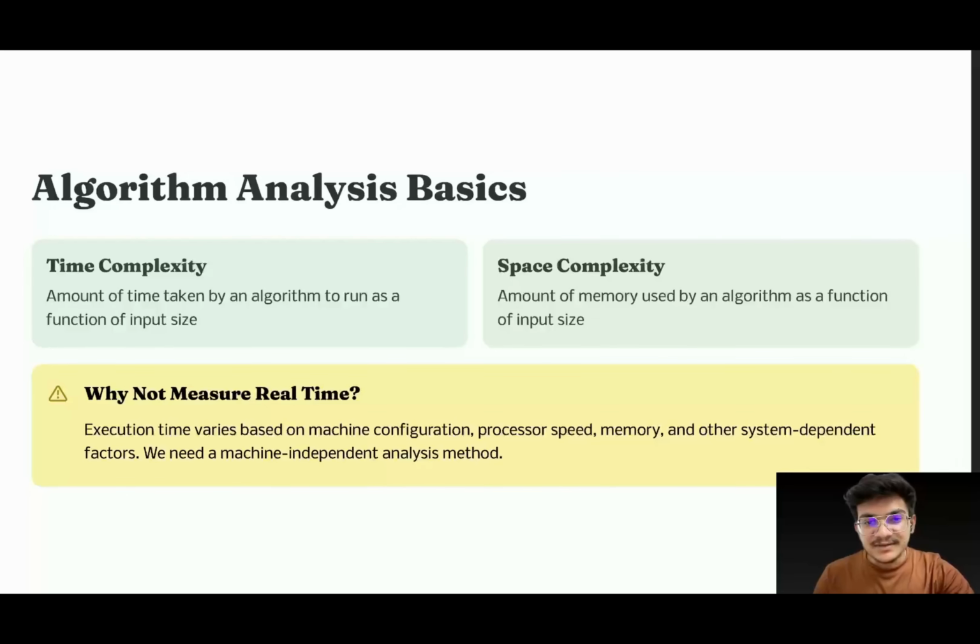So what is algorithm analysis basics? Algorithm analysis helps us to understand how efficient an algorithm is. There are two main factors. First is time complexity, which measures how much time an algorithm takes, and the second is space complexity, which measures how much memory it uses. We do not measure actual execution time because it depends on system configuration like processor speed and memory. So we use a machine independent approach.